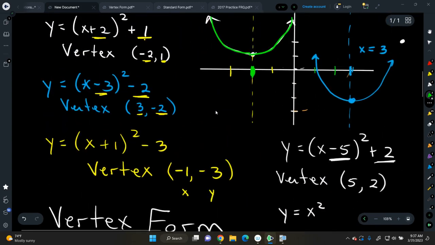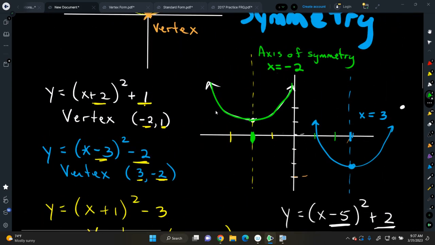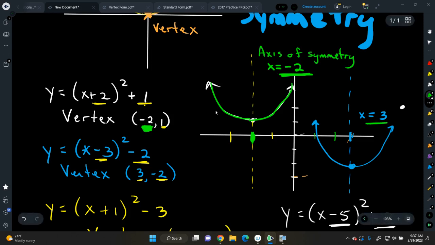Look at these examples up here. My axis of symmetry is the x value of the vertex. Look at this, axis of symmetry. What is it? The x value of the vertex, okay? When we go into the next part, that's going to be very important, okay?